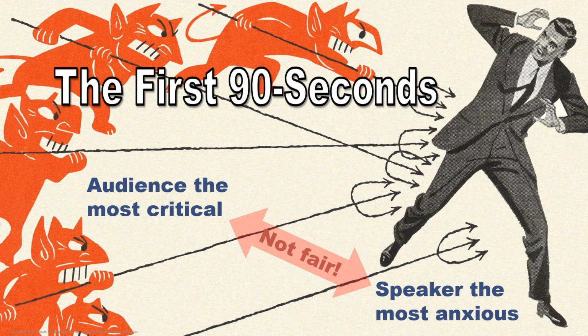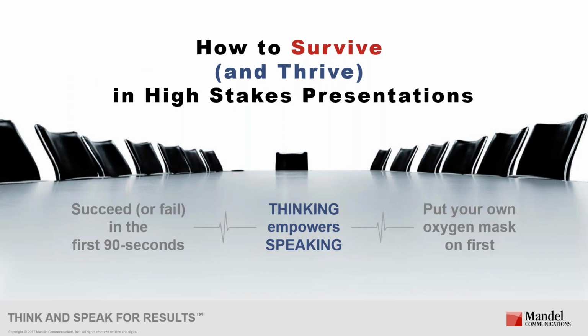And you know what's totally unfair about this is at the same time the audience is critical, this is when everyone I interview, everybody I talk to, all the research we said, that first 90 seconds is also when the speaker is the most anxious. It's just not fair. So knowing that those first 90 seconds are so important, what do you need to think about that will enable you to speak about the things that will grab your listener's attention?